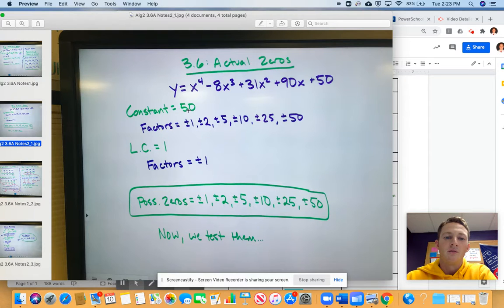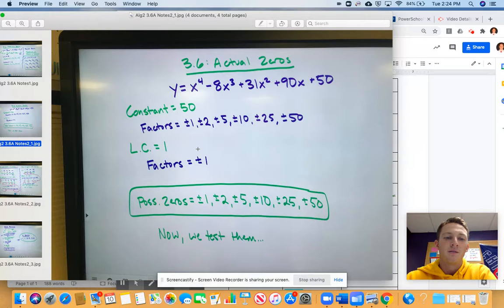So what are all of our factors of 50? 1 times 50, 2 times 25, 5 times 10. They could all be positive or negative. And then what's our leading coefficient? It's just 1, so the factors would be plus or minus 1.